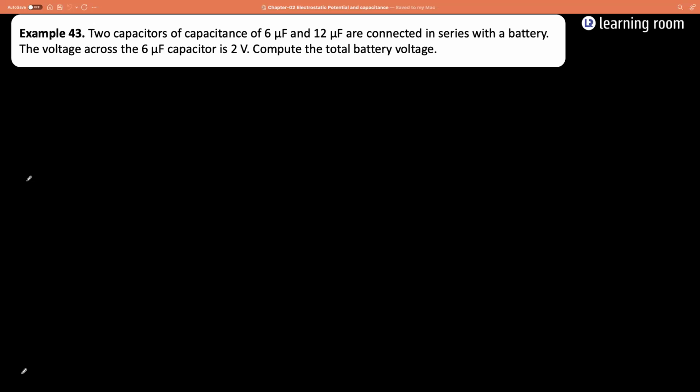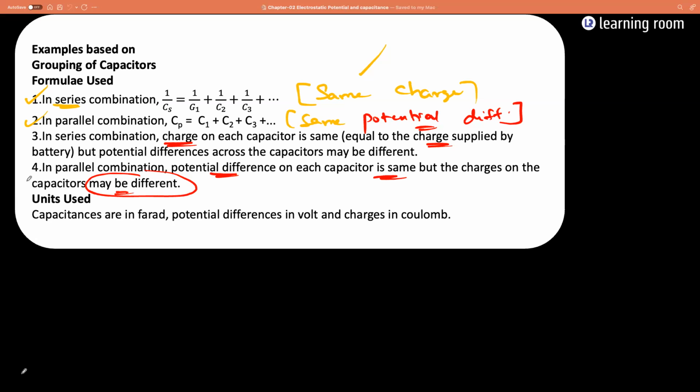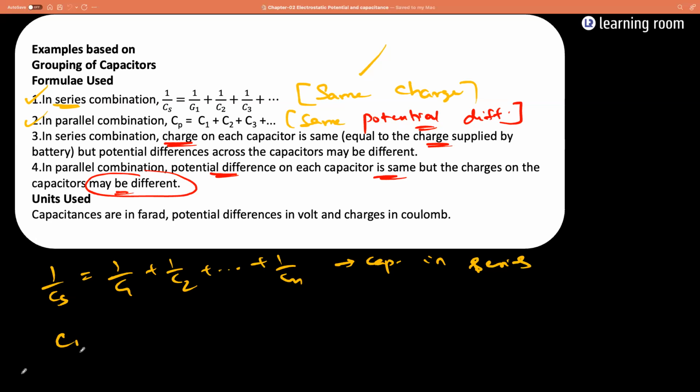Having said this, let's look at the first problem. There are two capacitors of capacitance. Okay, before that, how do you find the equivalent capacitance of capacitors in series? 1 by Cs is equal to 1 by C1 plus 1 by C2 plus so on till 1 divided by Cn. This is for the capacitors in series. Parallel is Cp equal to C1 plus C2 plus so on till Cn. This is for the capacitors in parallel, right? Next.